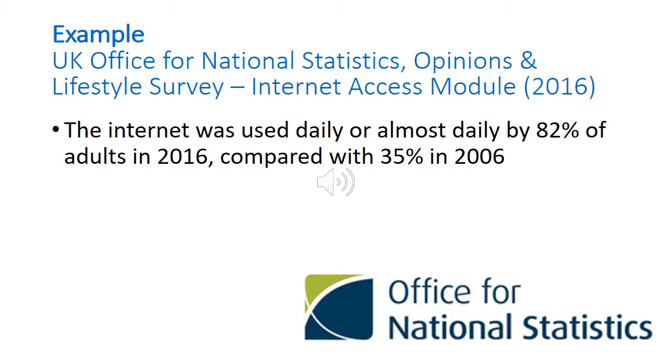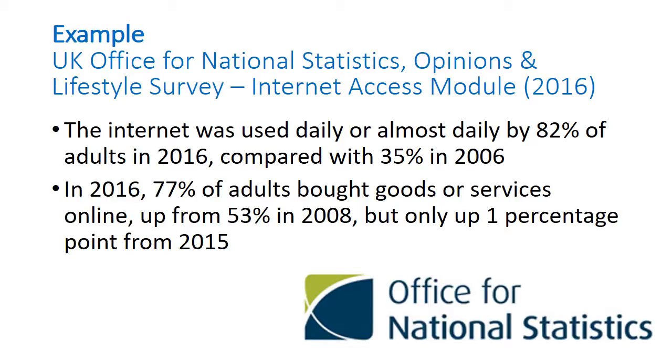For example, the internet was used daily or almost daily by 82% of adults in Great Britain in 2016, compared with 35% in 2006. More detailed data can lead to more insight regarding trends. In 2016, 77% of adults bought goods or services online, up from 53% in 2008, but only up 1 percentage point from 2015.